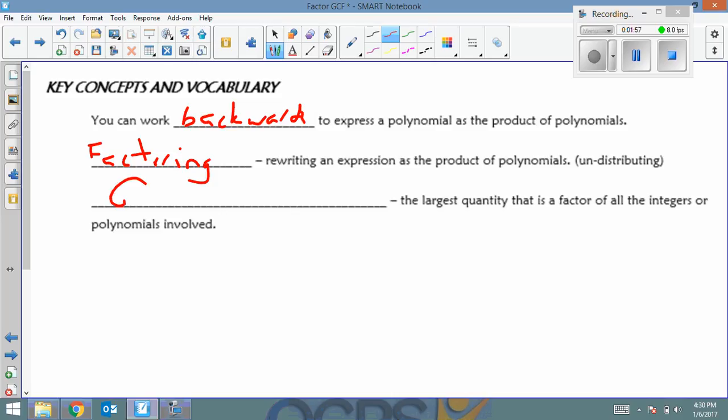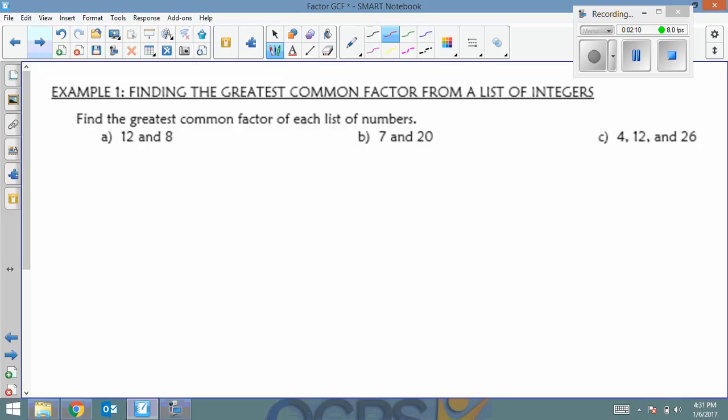Okay. The GCF, or the greatest common factor, is the largest factor that we have of the integers and polynomials involved. So that's just called the GCF, which you should be kind of familiar with. But we're going to review how to find the GCF of numbers first.